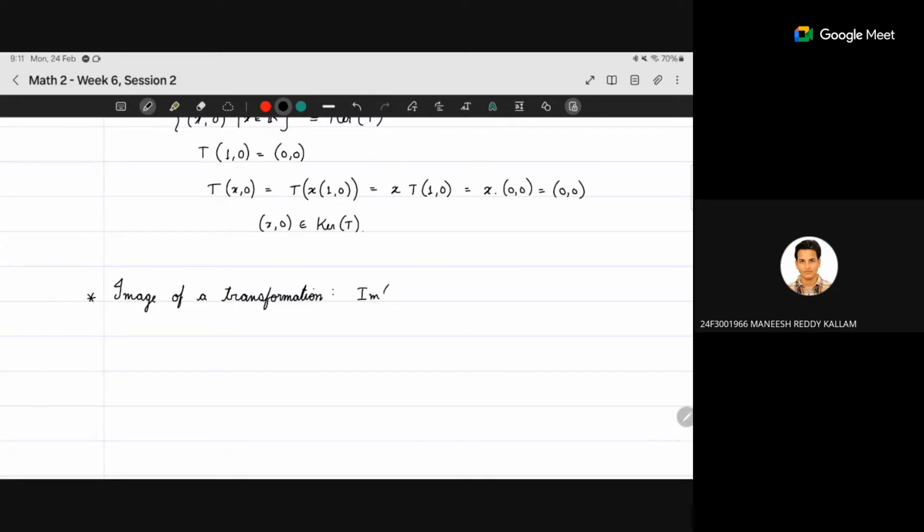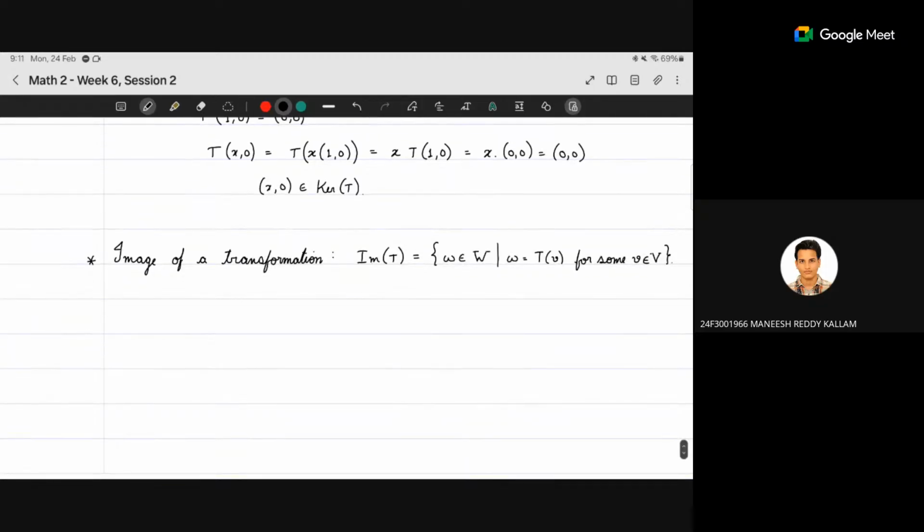Denoted Im of T. This is the set of vectors in the codomain. Once again, I'll remind you that we are working with a transformation from V to W, such that W is equal to T of V for some V. This is just the image as a function. There is no linearity property yet that we are talking about. So you look at all possible vectors and their images and you collect all possible images. That is your image set.